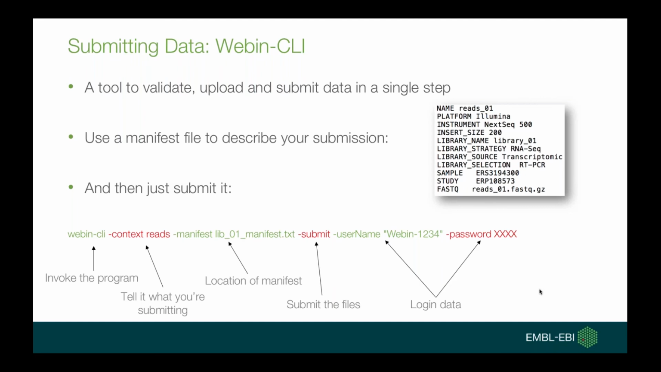So once you've prepared your files, all you have to do to use Web-in-Cli is prepare a manifest file, and that is this thing over here on the right. And this is just a list of values, and you can see on the left what is being described, and on the right what the value is.